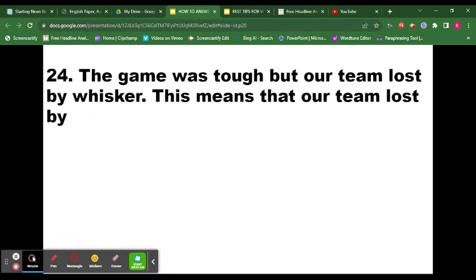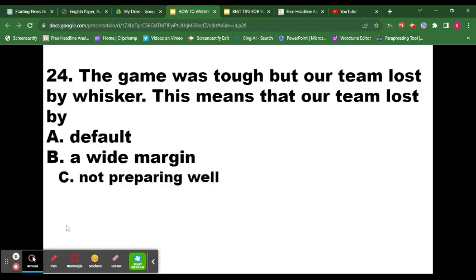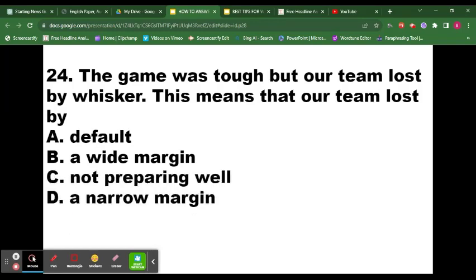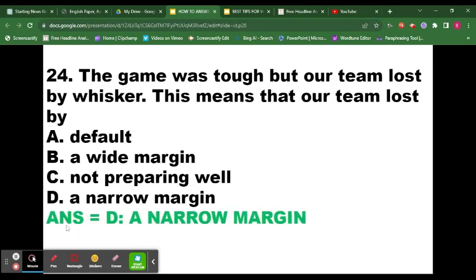Question number 24. The game was tough, but our team lost by a whisker. This means that our team lost by A, default, B, a wide margin, C, not preparing well, D, a narrow margin. Of course, when you lose something by a whisker, it's just by a narrow margin. So the answer is D.